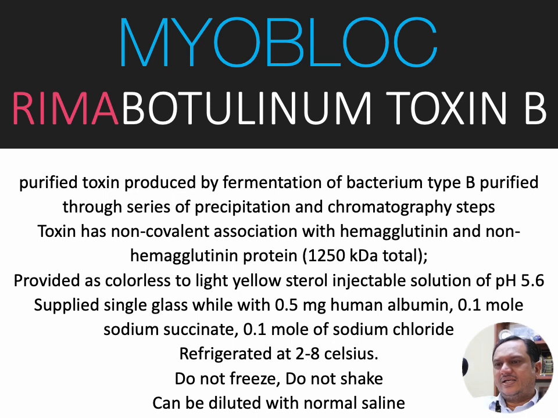When you extract it, it still remains liquid. You do not precipitate it into crystal. That liquid, because it is coming from fermentation of bacterium, is actually acidic. So you get a colorless to light yellow, sterile injectable solution, but it has a pH of 5.6. So this pH will sting. We don't use dilution for it because it comes pre-diluted. It's a single glass vial. It has only 0.5 milligram human albumin, sodium succinate, which gives it some of that acidity, and 0.1 molar sodium chloride.